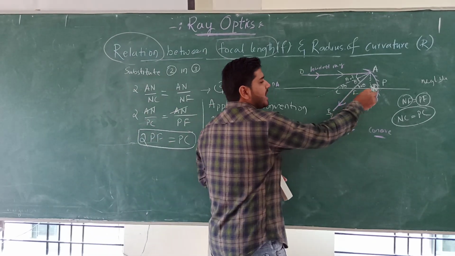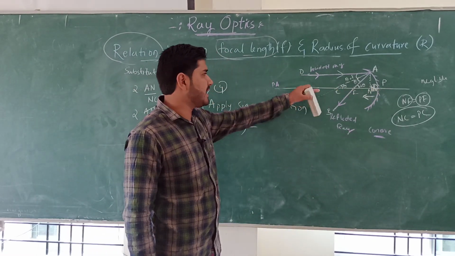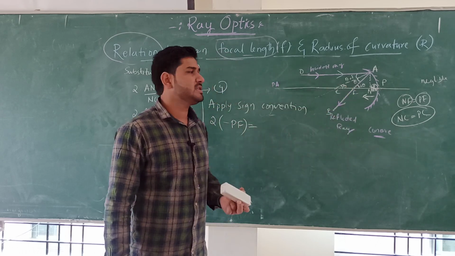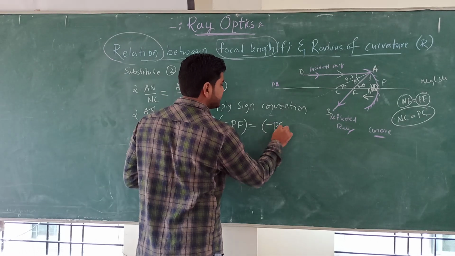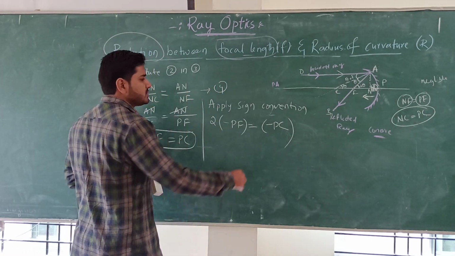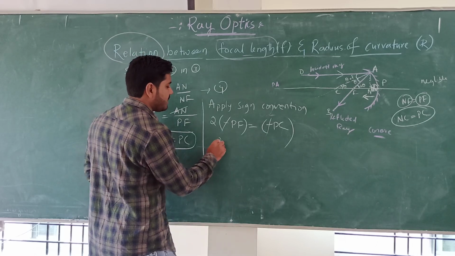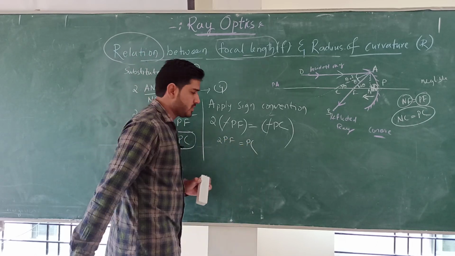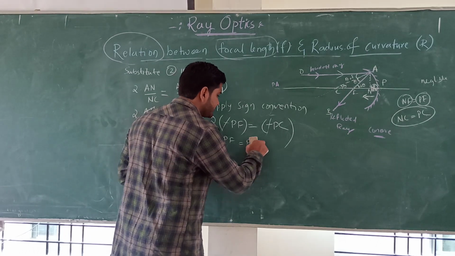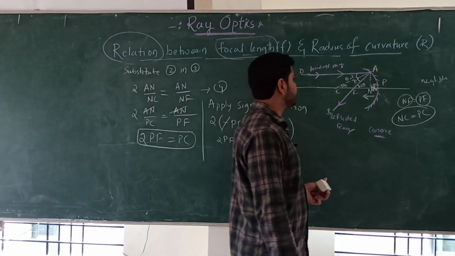PC, see, again we are going in the opposite direction to the incident ray. We measure opposite to the incident ray direction. So therefore PC is again minus PC. So this minus will cancel out here. So what we have again is 2 PF is equal to PC. Now just see, 2 PF is equal to PC.